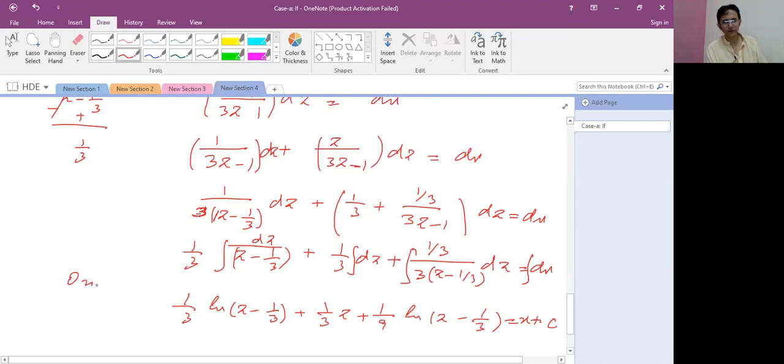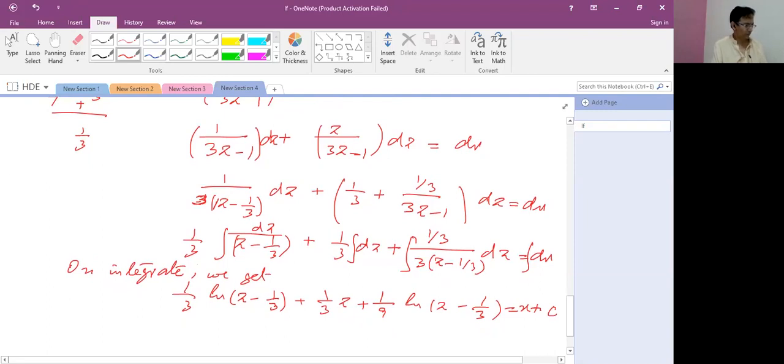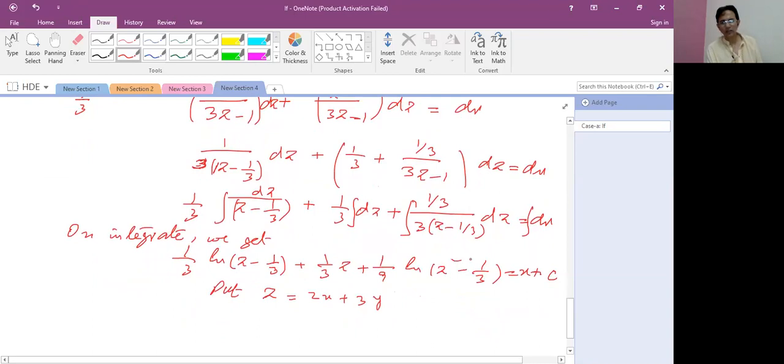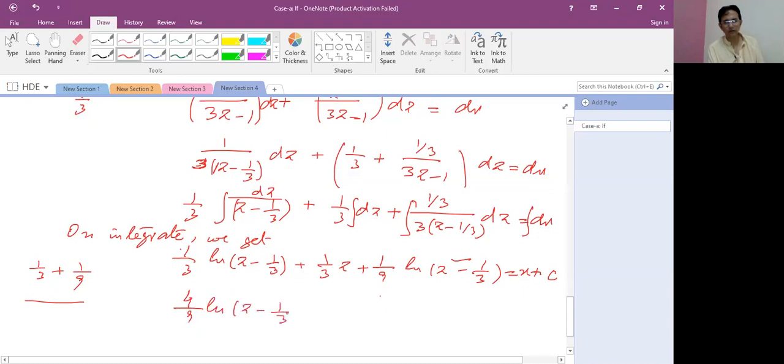On integrating, we get, when we simplify and put back z, z is equal to 2x plus 3y. So when we put here, both are similar, student. So 1 upon 3 plus 1 upon 9, if we take the LCM, in the next step first we simplify these values. So 1 upon 3 plus 1 upon 9, it is 3 plus 1 over 9, 4 upon 9. 4 upon 9 ln z minus 1 over 3 plus 1 upon 3 of z equals x plus c.